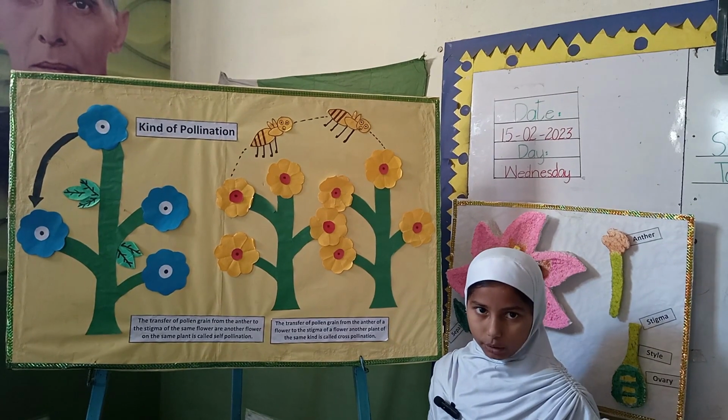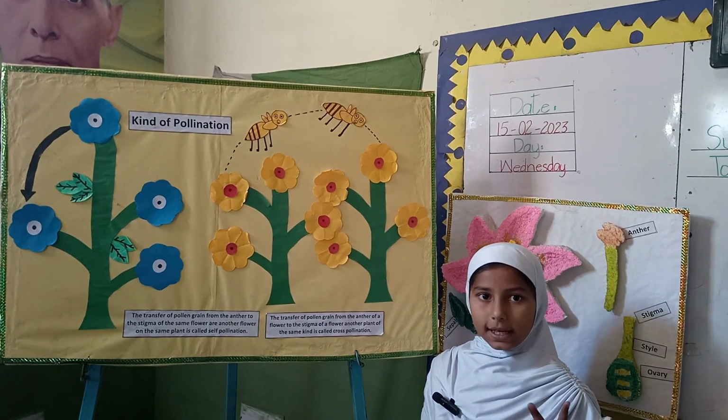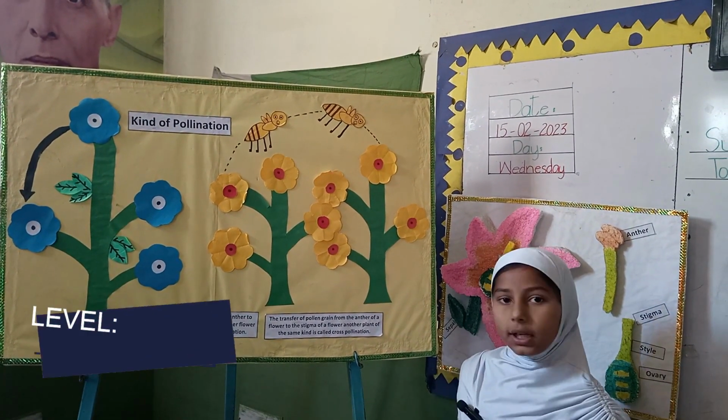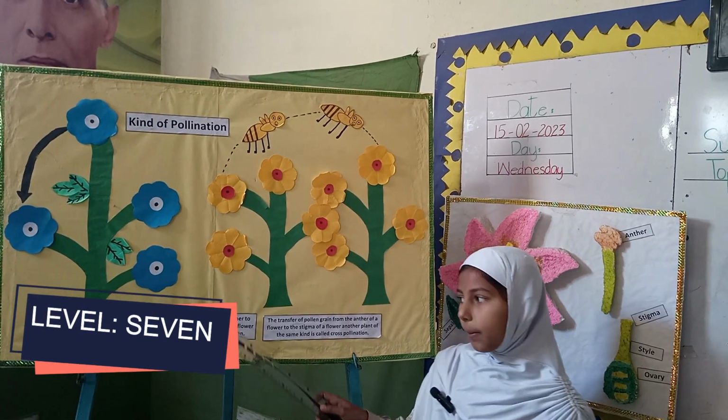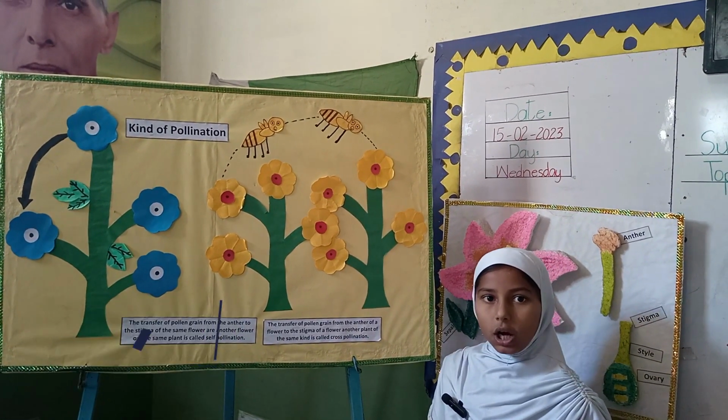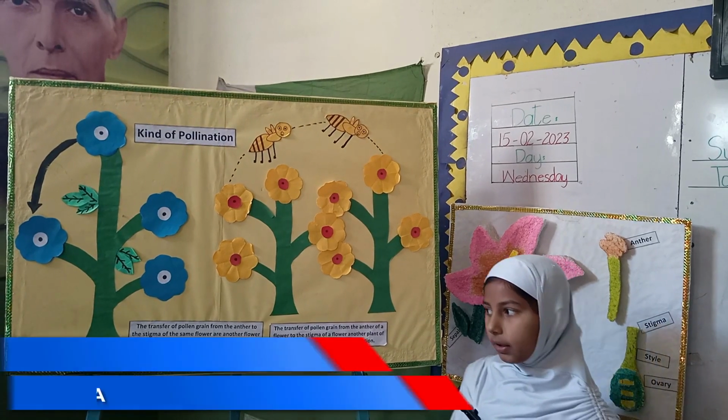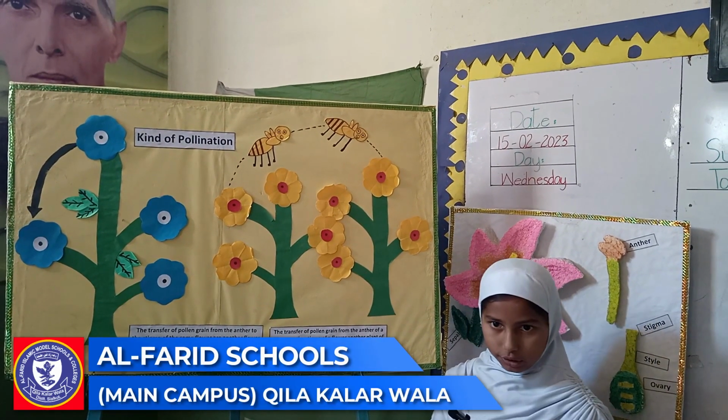There are two kinds of pollination. First, self-pollination. Second, cross-pollination. Self-pollination: the transfer of pollen grains from one anther to the stigma of the same plant or another flower on the same plant is called self-pollination.